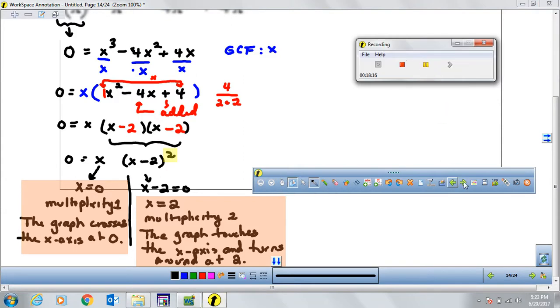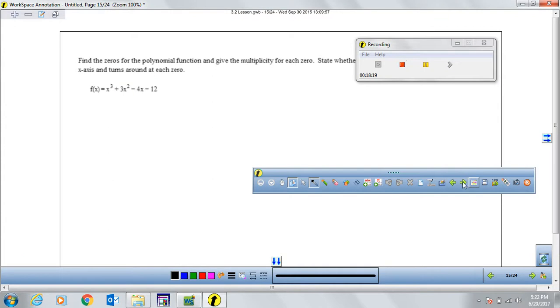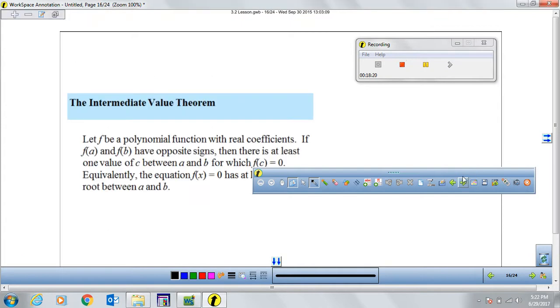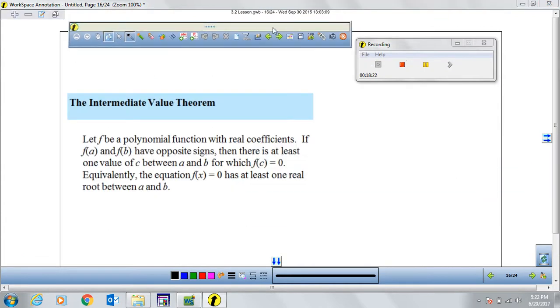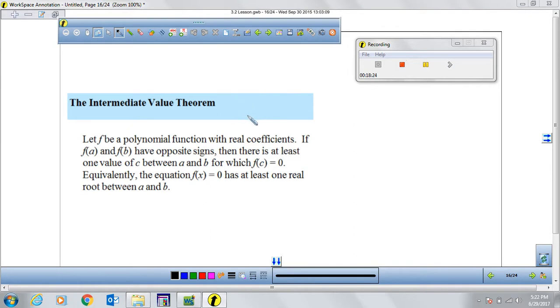Now, for the next problem, we're going to talk about the intermediate value theorem. On this one, it's basically going to tell us the following. It says, let f be a polynomial function with real coefficients. If f of a and f of b have opposite signs, then there is at least one value of c between a and b for which f of c is equal to 0.